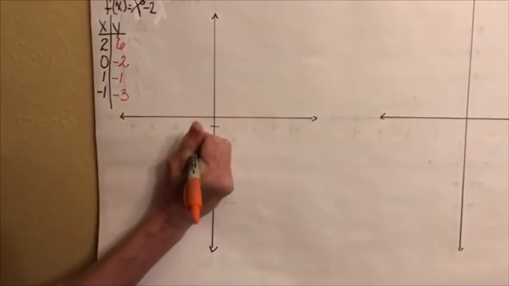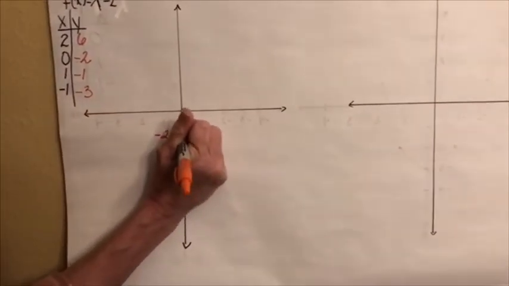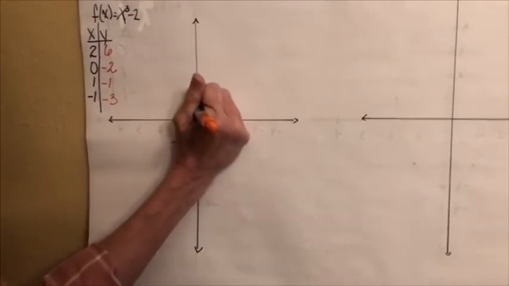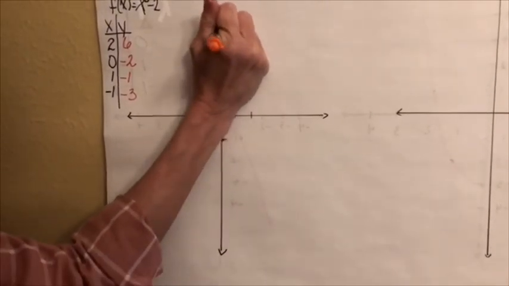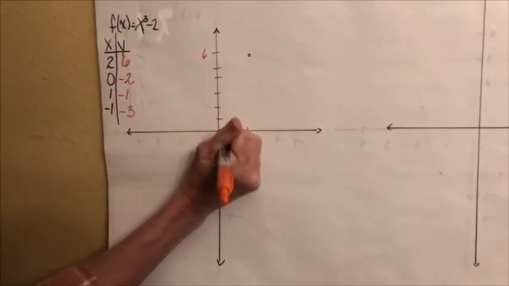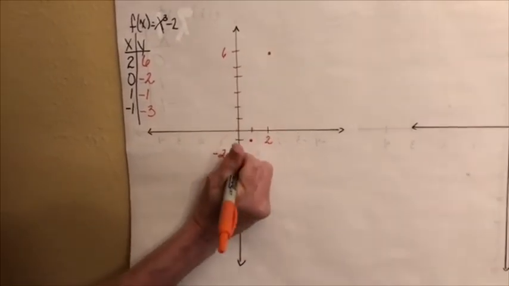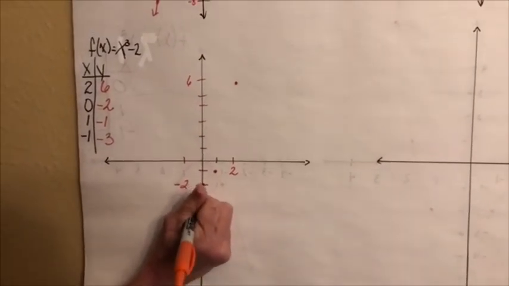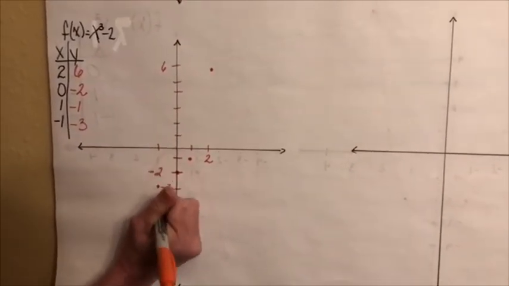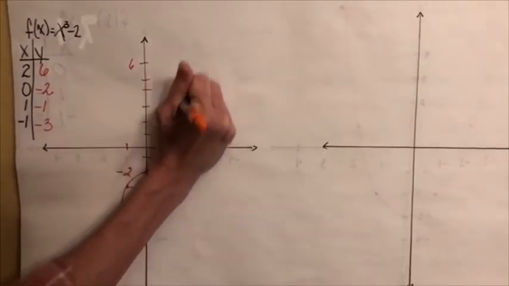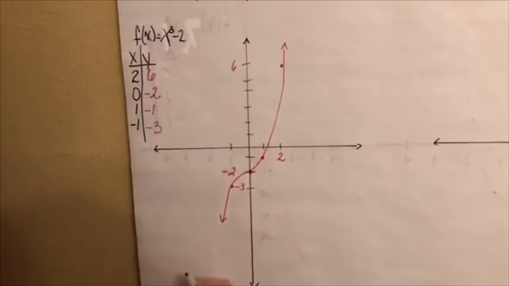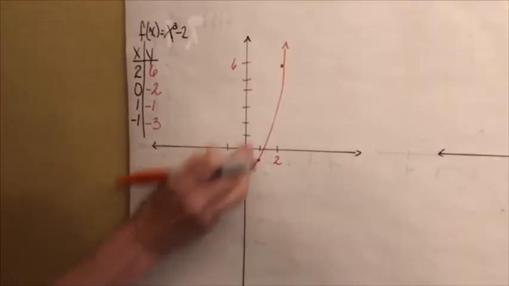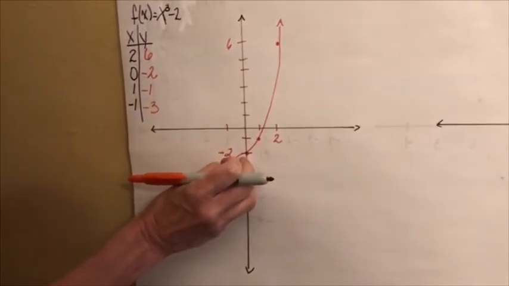So when x is 0, y is -2. When x is 2, y is 6. When x is 1, y is -1. And when x is -1, y is -3. So come on down there. Similar to the one that we did before, we are just going down on the y-axis.